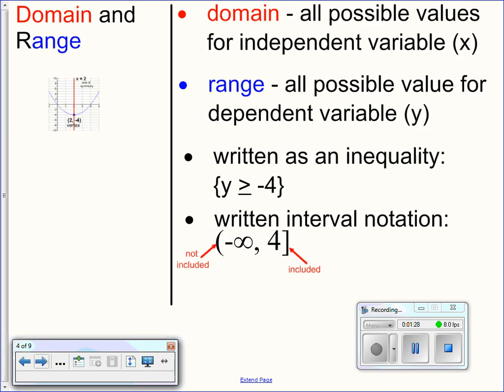So our domain and range: the domain is all of our possible values for the independent variable, which is x. Our range is all possible values for our dependent variable, which is y. We write it as an inequality, so y is greater than -4, meaning that the parabola is opening upward and our lowest point is -4 on the y-axis. We can also write it in interval notation, which means the parentheses, negative infinity, comma, 4, which means that it starts at negative infinity, but the highest is 4.